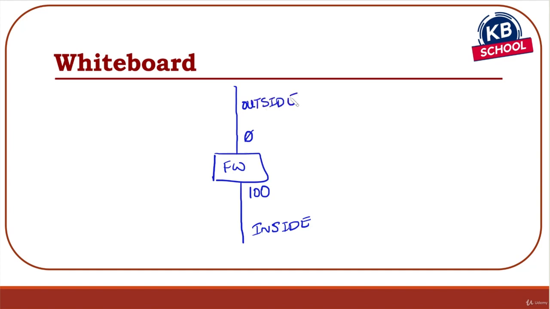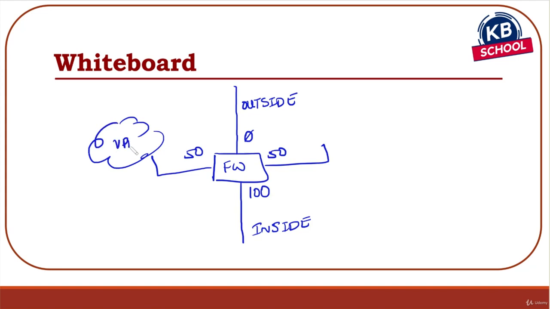It would have a security level set to 0, and maybe this is a connection to two different companies that are connecting in, like a partner network that's connecting in through an MPLS network or some type of VPN to connect in and maybe access my DMZ network. And this is another VPN that's coming in. So these two I've set to 50.